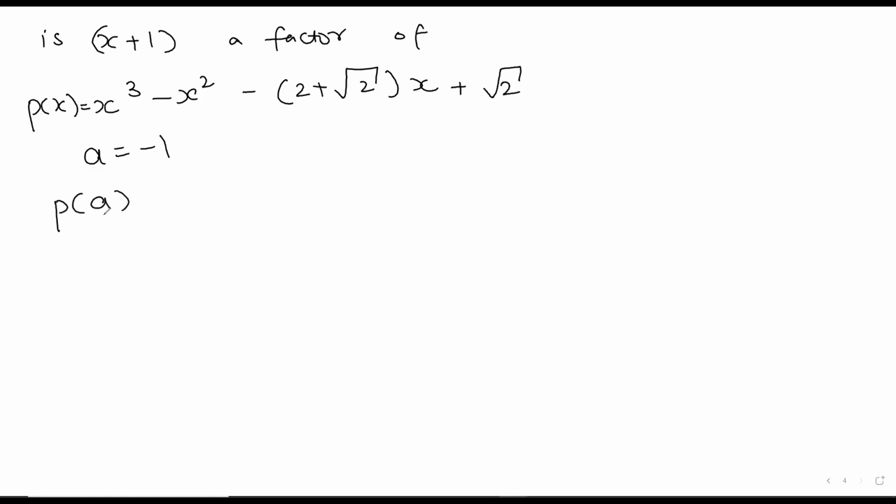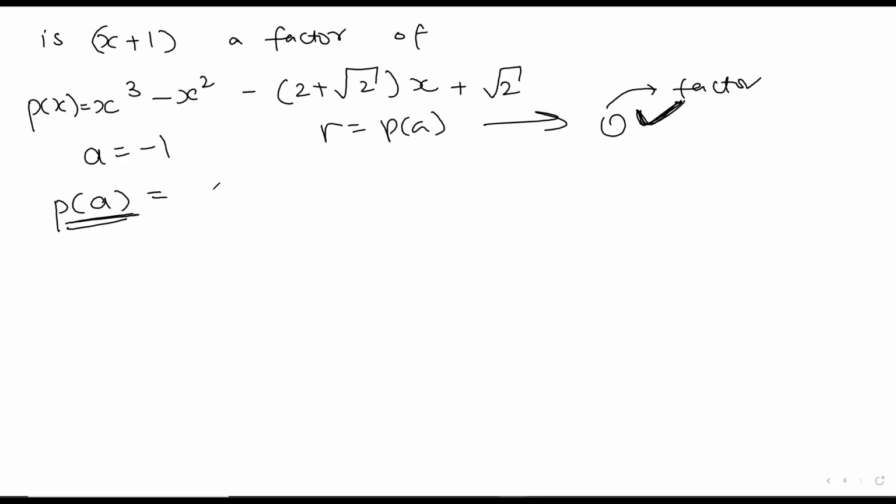Ma'am, p of x is x cubed minus x squared minus 2 plus root 2, its whole is multiplied by x plus root 2. Yeah. So now we have to find out p of a. Why do we have to find out p of a? Because our remainder is equal to p of a, and if this turns out to be 0, then what will happen, Mridula? Ma'am, it's a factor. Yes. If this turns out to be 0, then it is a factor. Okay, now let's quickly find out what is this p of a. What is this remainder?